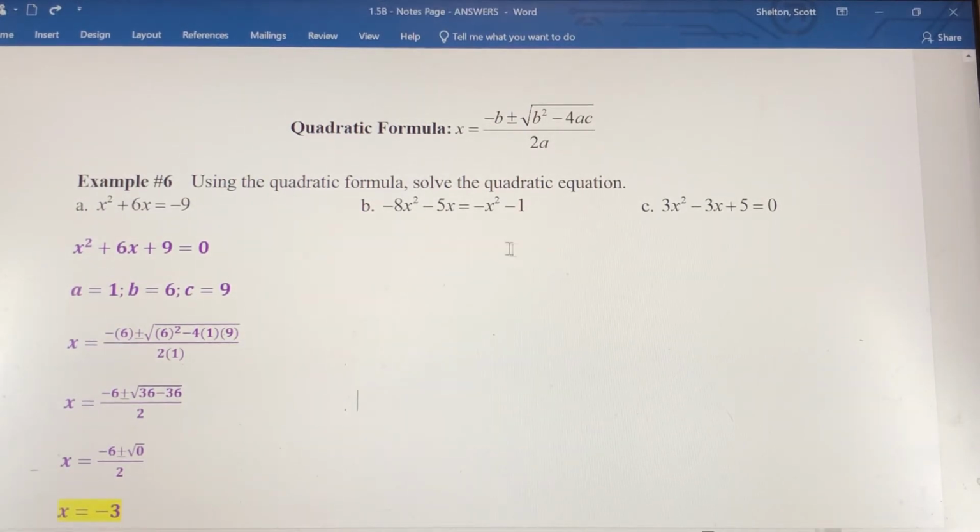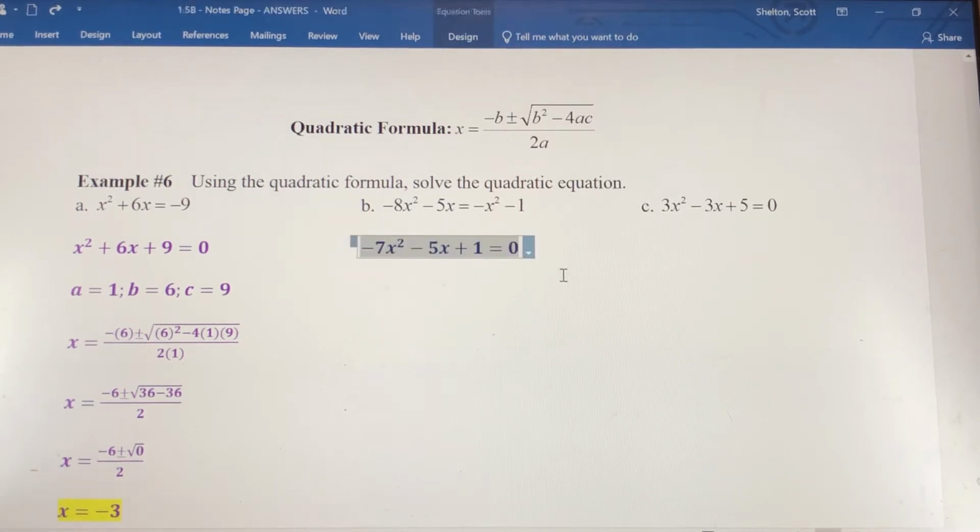Okay, so let's write this in standard form first. I'm going to bring everything over to the left side, so I'm going to add this x squared over here. That gives me -7x squared. -5x doesn't change, and then this -1 moves over to the left side and becomes positive. If you took everything to the right side, all these signs would be different. It'd be 7x squared plus 5x minus 1, and that's not going to change the outcome when you use the quadratic formula.